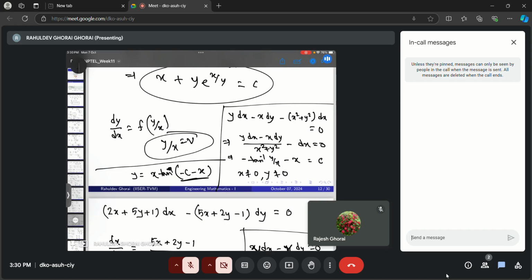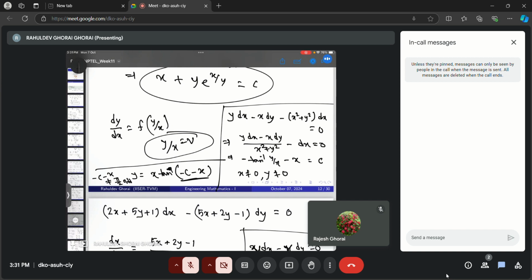So y is equal to x times tan, not tan inverse, of minus c minus x, and that also has to be not equal to an odd multiple of pi by 2, for example 5 pi by 2. If minus c minus x is equal to an odd multiple of pi by 2, then it is not defined, for any integer n. Odd you can write as 2n plus 1, which gives any odd number.